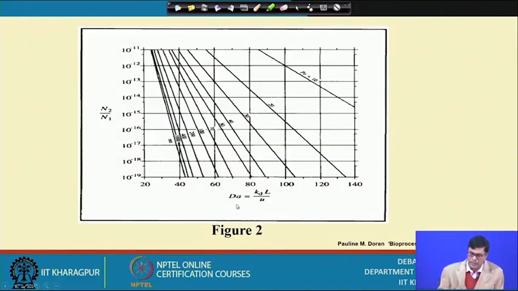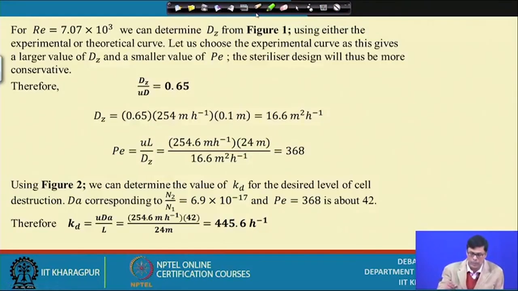Now, once we know the Peclet number, here we can see that we already have the value of N2 by N1, am I right, about 10 to the power minus 17. And if you know the Peclet number, we have different slopes for different Peclet numbers. Suppose the Peclet number is 70, so it is coming like this. So, you can easily find out the Damkohler number. Here we can find this Damkohler number value, and from that we can find out the kd value. This kd value we can find from u d a by L. So, you have all the values here.